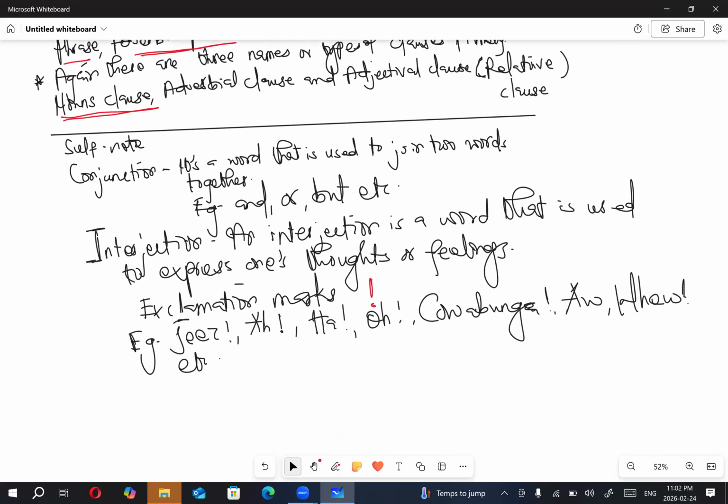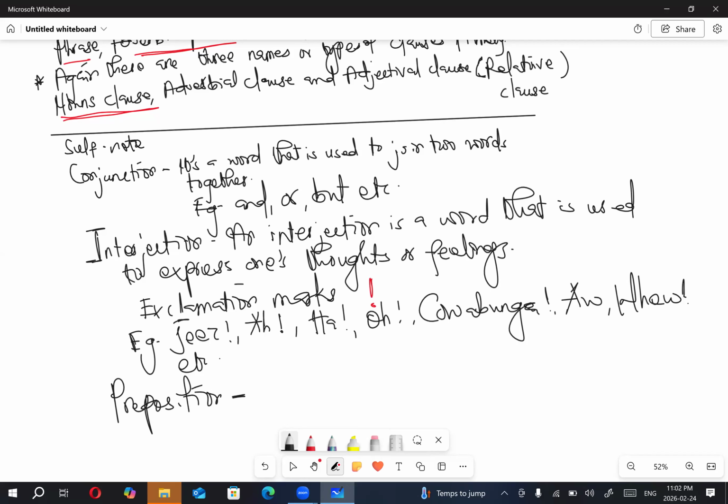So I've spoken about conjunction and interjection. I'll leave verbs here. We'll talk about verbs as we progress in the lesson, so let's forget about verbs for now. Then, preposition.